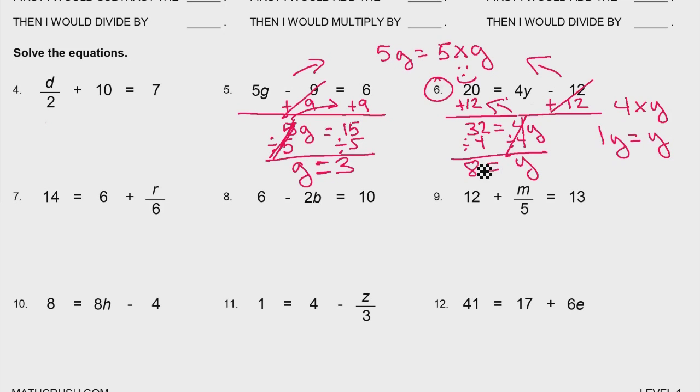So we finished 4, 5, and 6. What I'd like you to do is try 7, 8, and 9 on your own. When you're done, come back to me and we'll check your answers. See you in a bit.